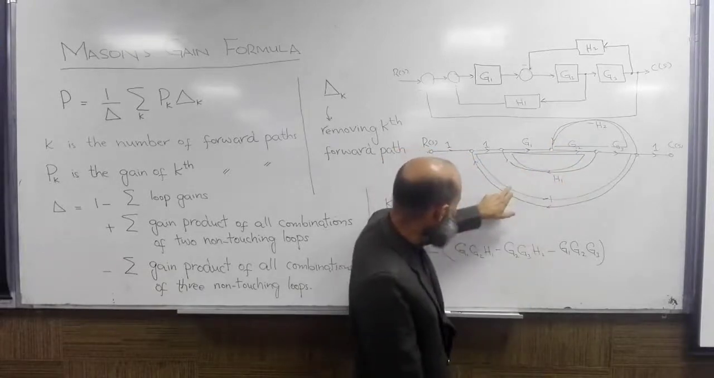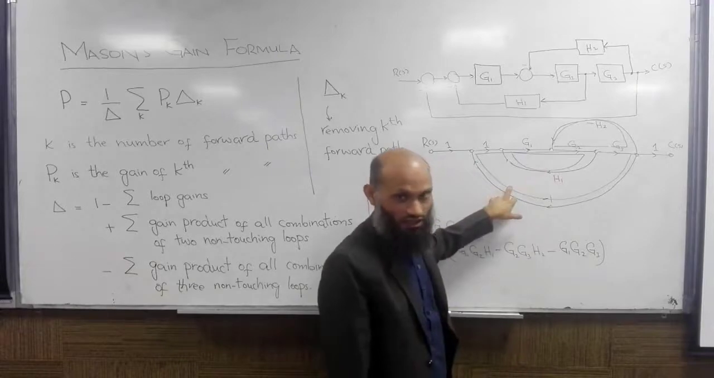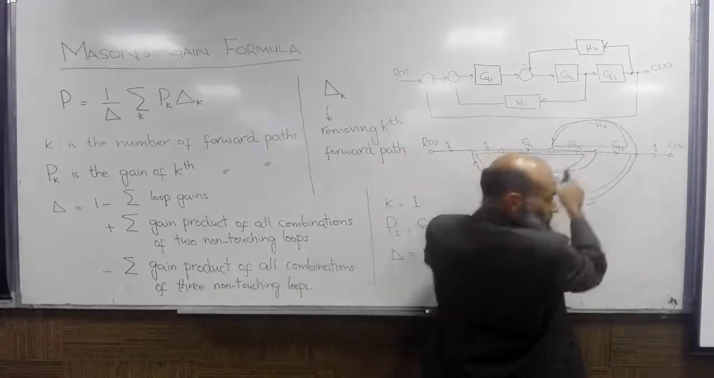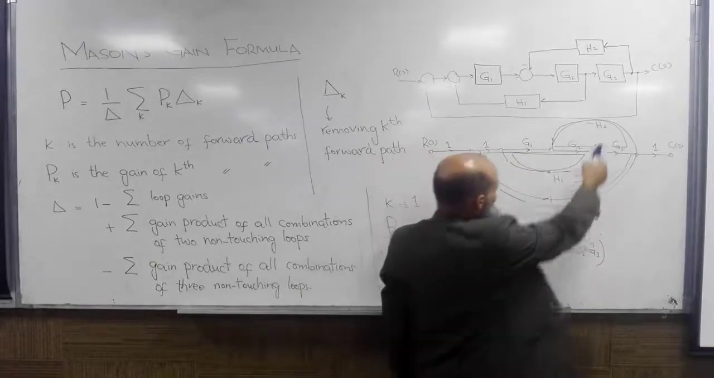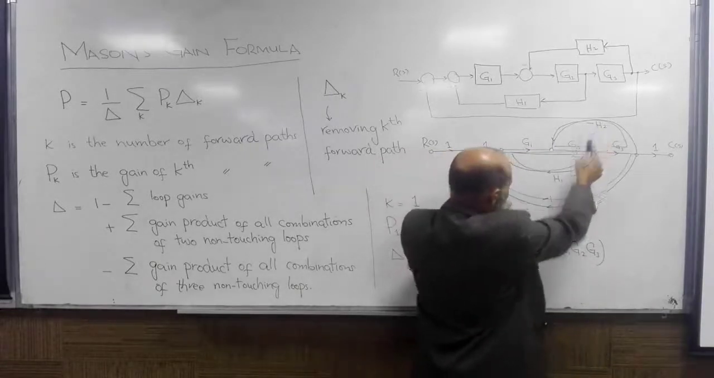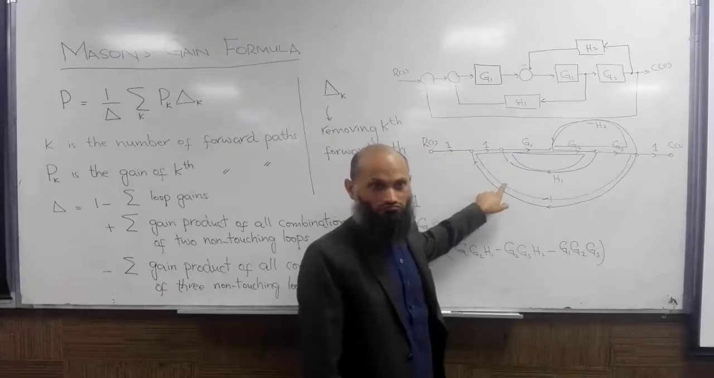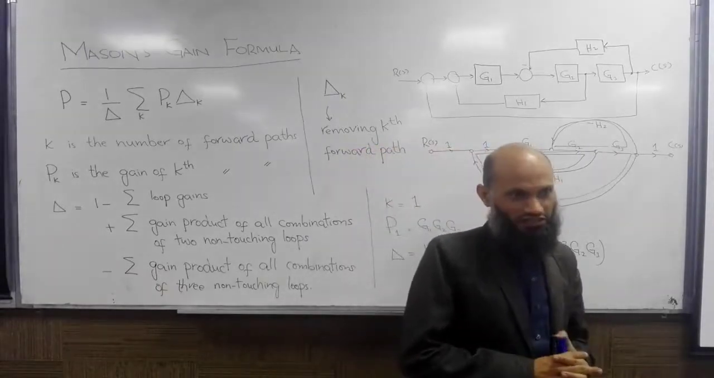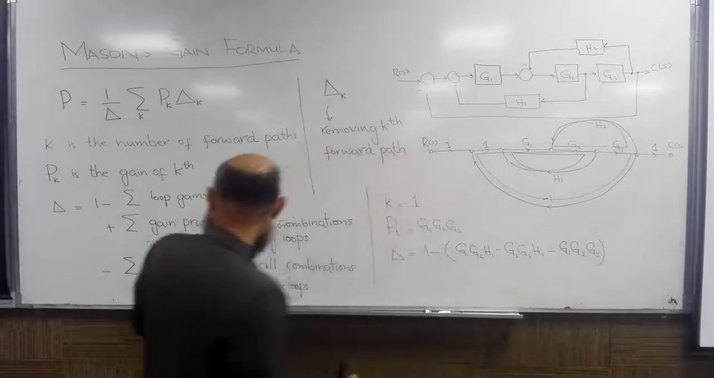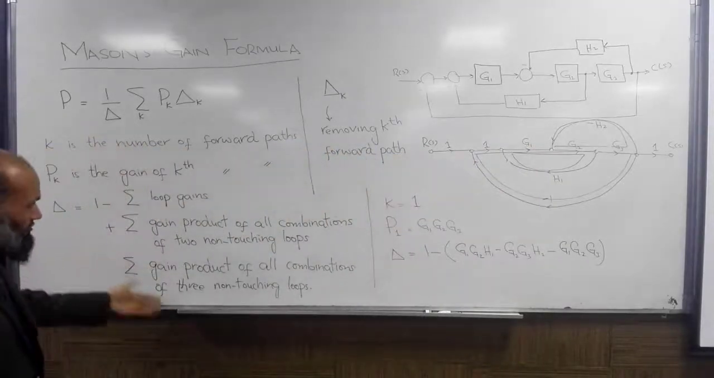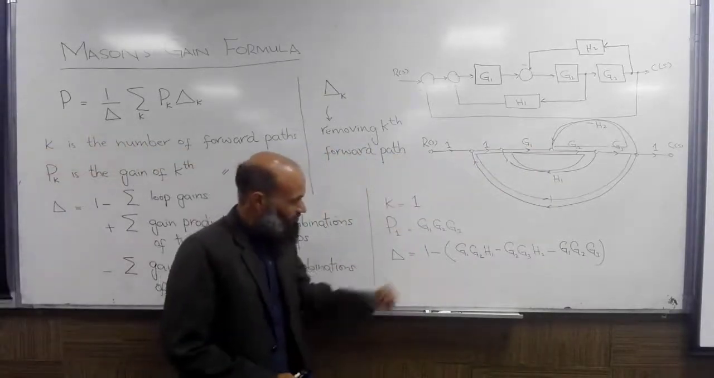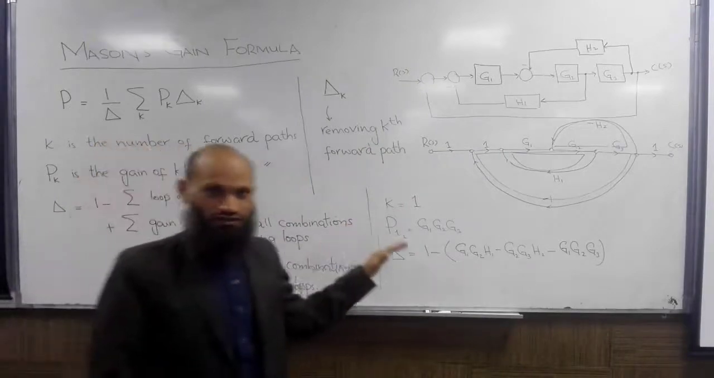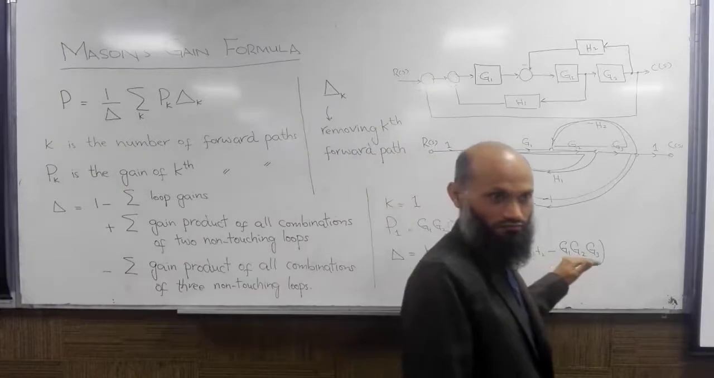What about this one and this one? These are also touching loops because these share these 3 nodes. And what about this loop and this loop? Touching loops. So there is no combination of non-touching loops. So we are fortunate enough to end up with this simple expression, right? Any question, confusion up to this point?